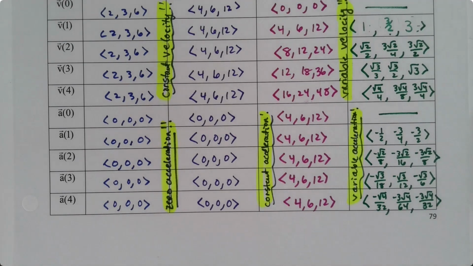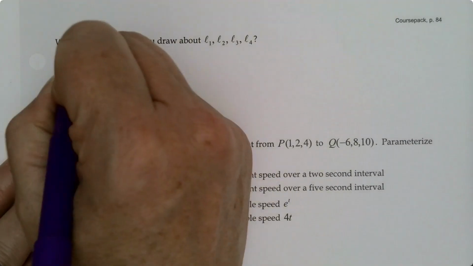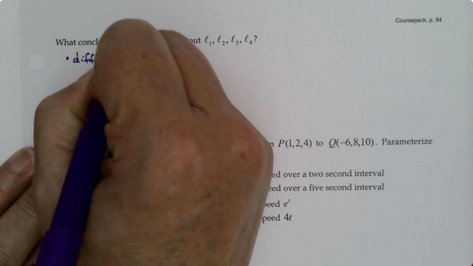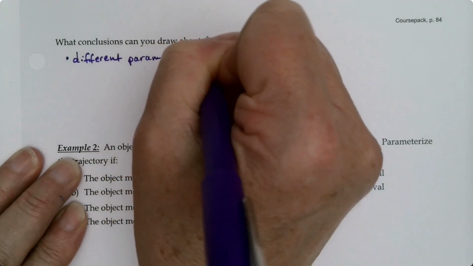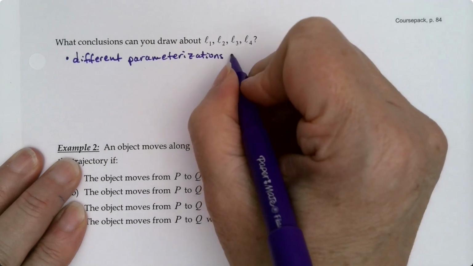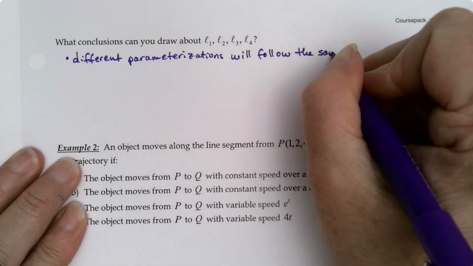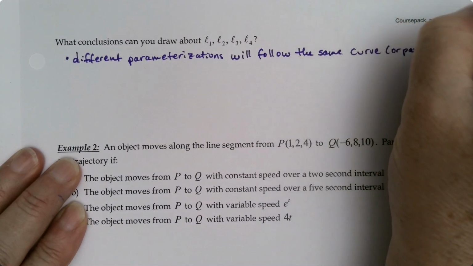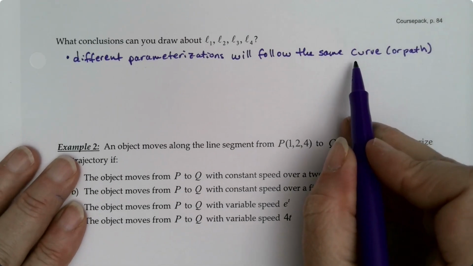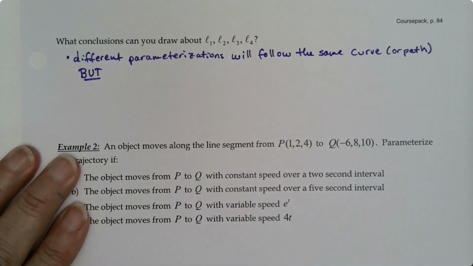Now, what conclusions can we draw from all of this? What are some big ideas? Okay, so first off, different parameterizations of the same curve will follow the same curve or path, right? Space curve, if you will, right? So they follow the same space curve, but they will have different velocities and different accelerations.